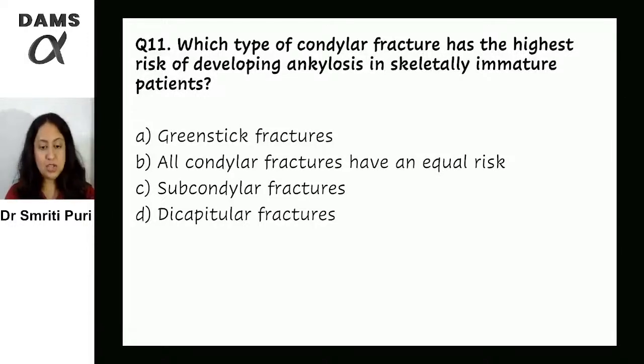Coming to the next question: which type of condylar fracture has the highest risk of developing ankylosis in skeletally immature patients? A, greenstick fracture. B, all condylar fractures have an equal risk. C, subcondylar fracture. D, diacapitular fracture. Very good, Nimisha. Please let me know the answer to this question, all of you.